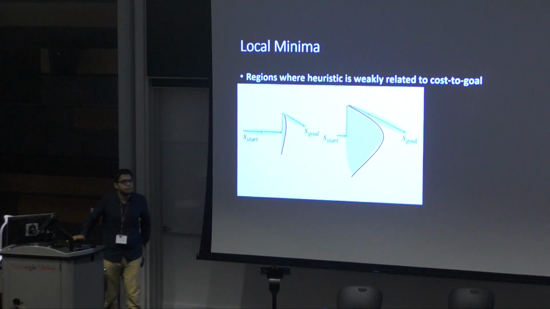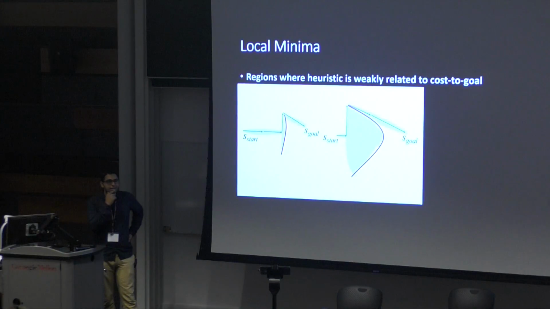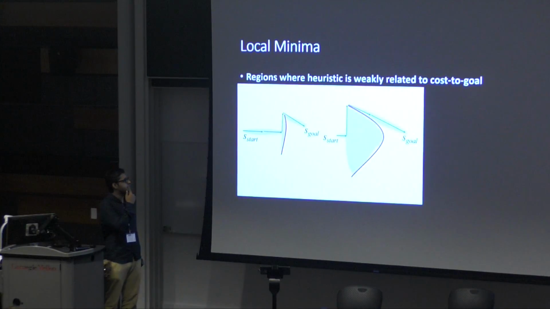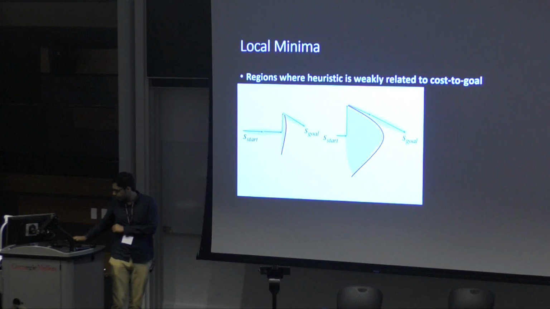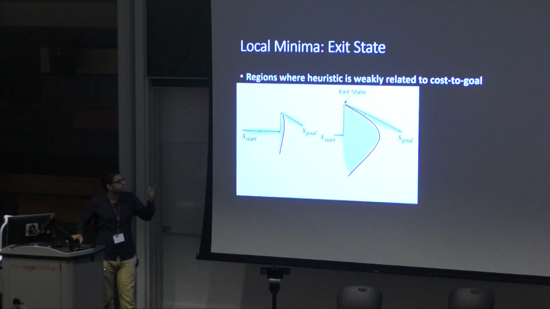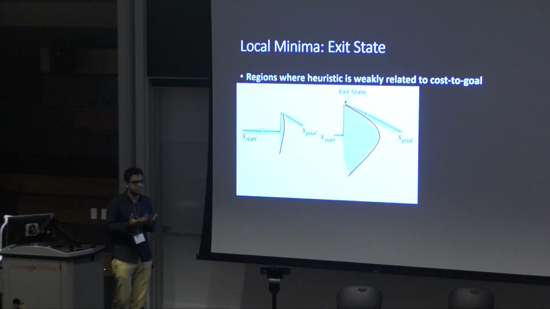When you're using heuristic search, the crucial factor which decides the efficiency of your search is the presence of local minima. These are essentially regions where the heuristic is weakly related to the cost to goal. For example, if you're using a Euclidean heuristic in this case, you might have to expand all those states to finally figure out that you needed to go the other way. The state which you finally discover after expanding all those useless nodes is what we call an exit state, because it helped you come out of a local minimum.